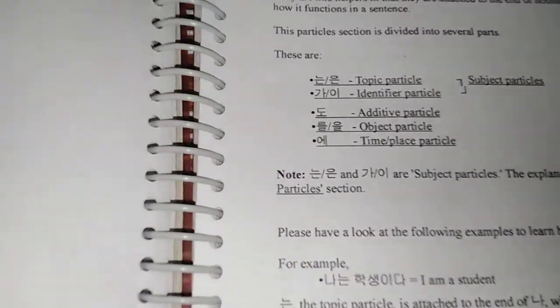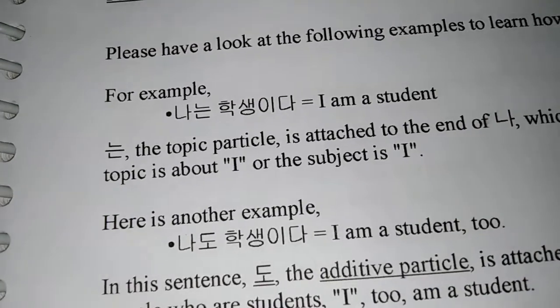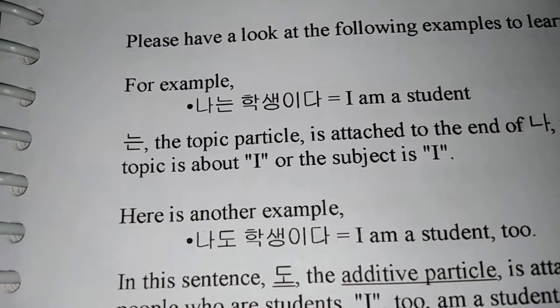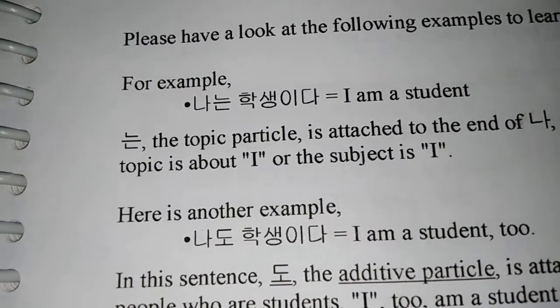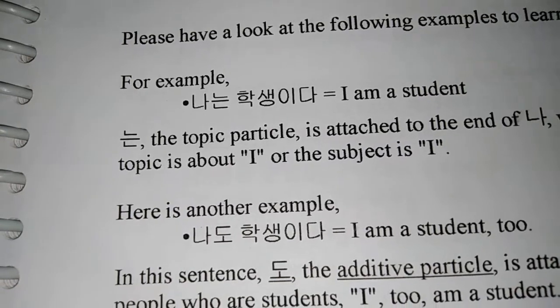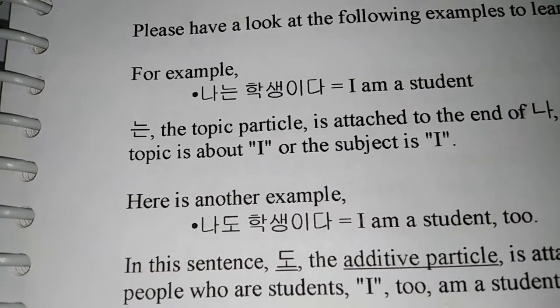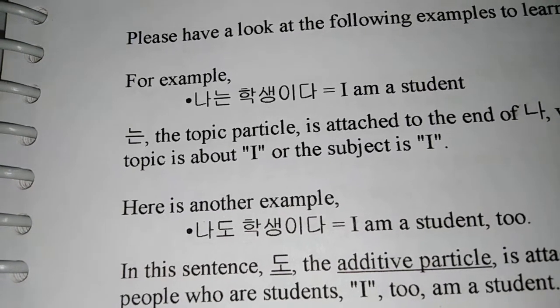Today it's topic particles for us, that is nin and un. So topic nin, un and ga, e, these two sets include subject particles. And rur, this one is the object particle. So we have two sets like that. Now I'll start with an example.